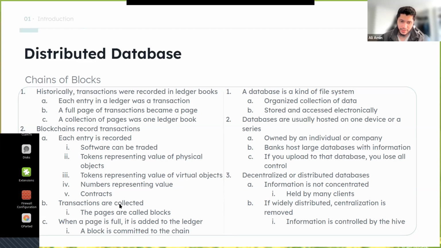So when the transactions are collected, the pages are called blocks. When a page is full, it's added to the ledger, and that's called a block being committed to the chain. Do you have any questions about anything here? No, this is very clear.